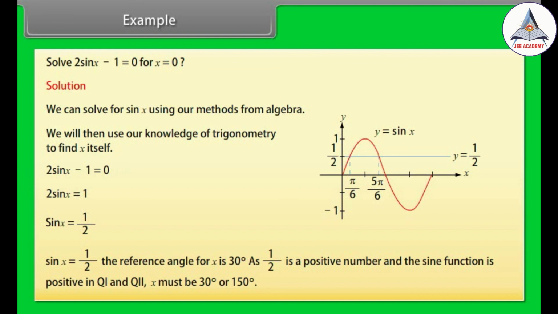The reference angle for x is 30 degrees, as 1/2 is a positive number and the sine function is positive in quadrant 1 and quadrant 2. x must be 30 or 150 degrees.